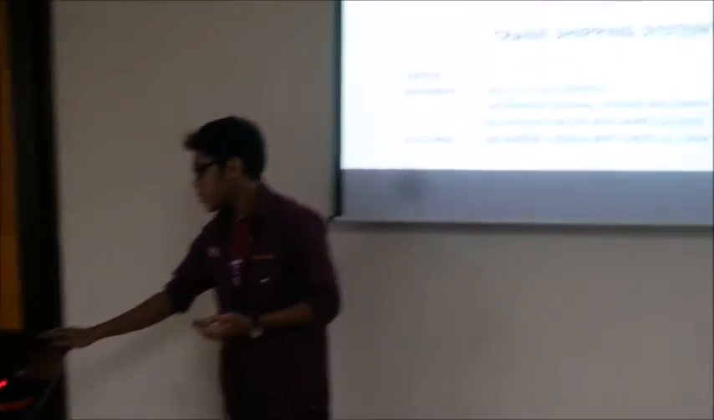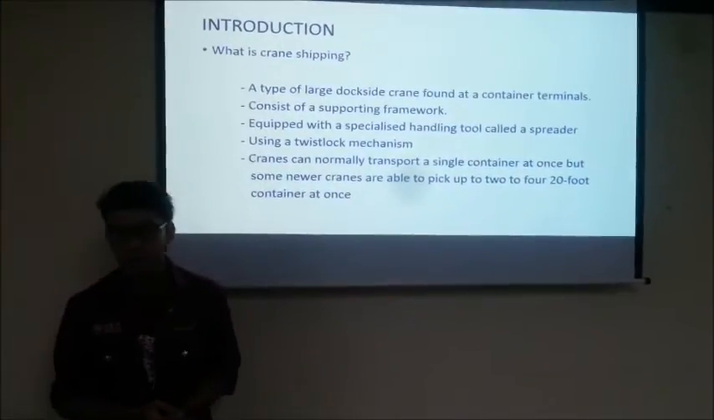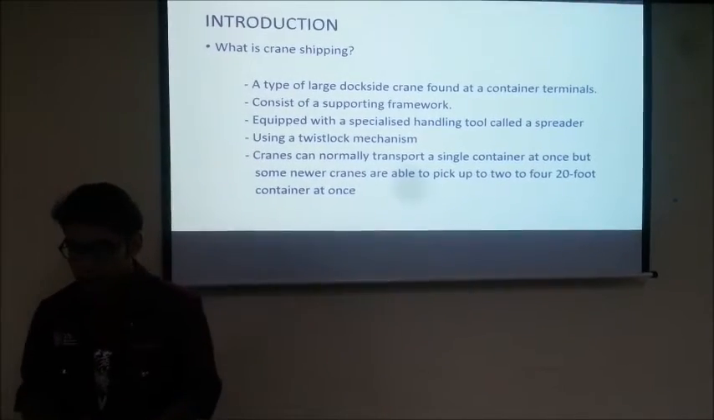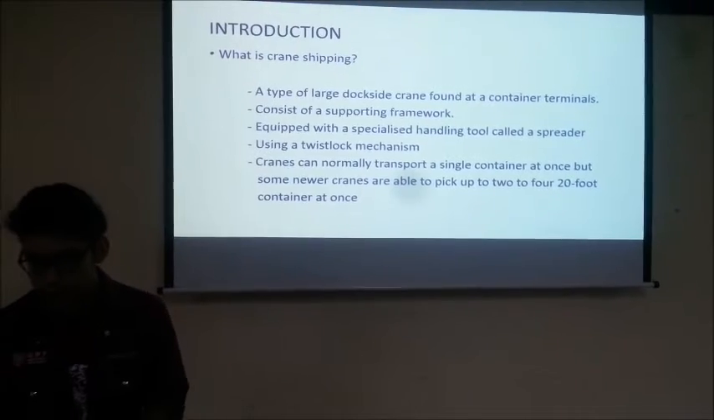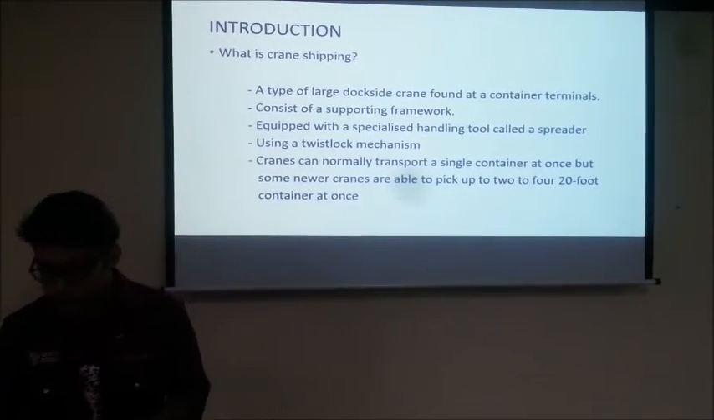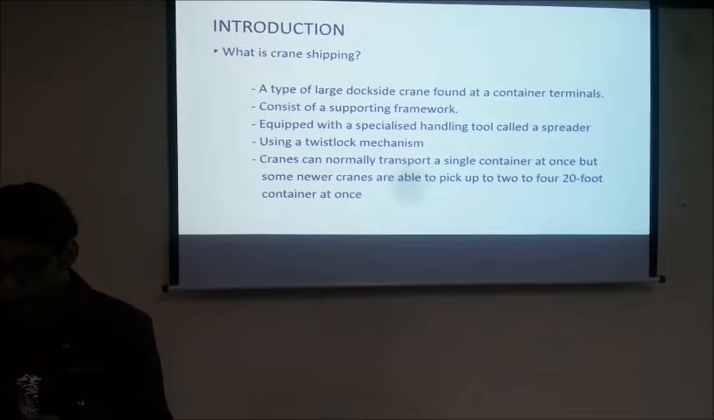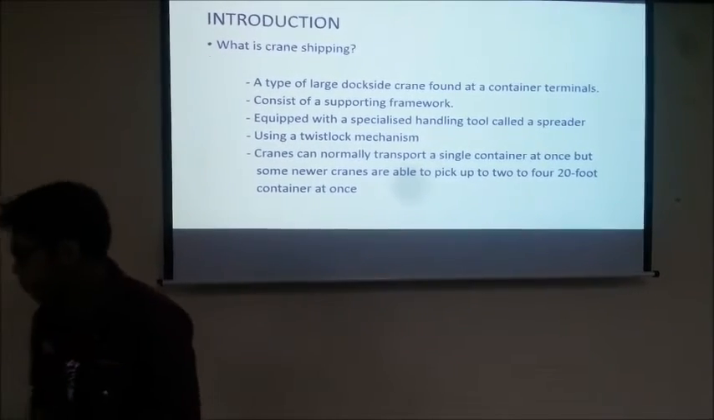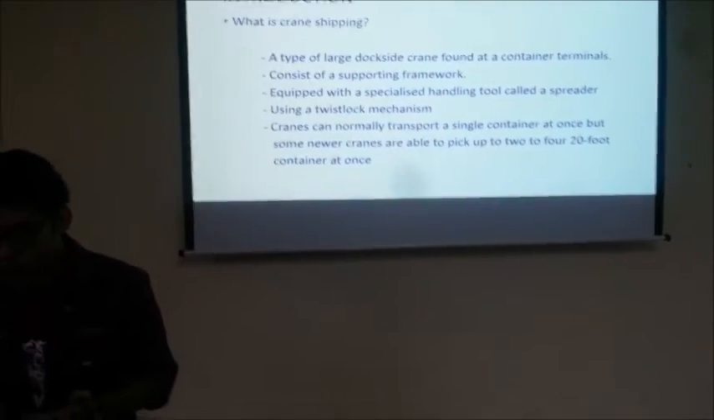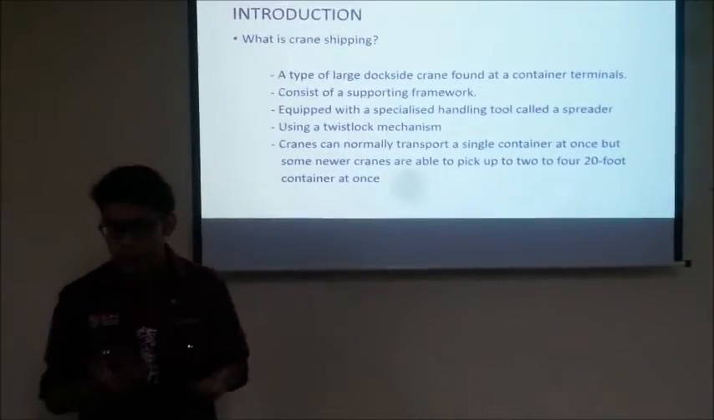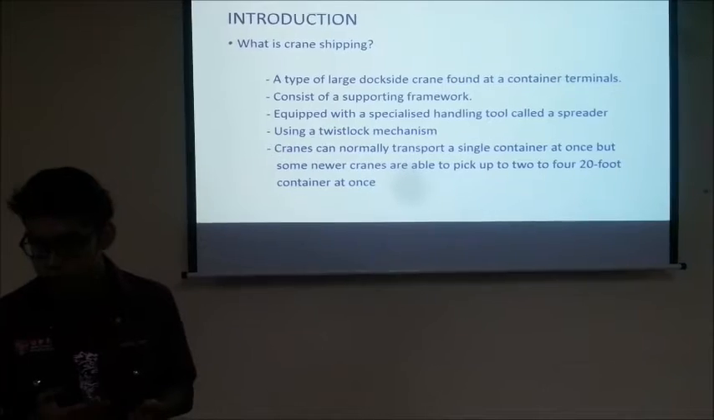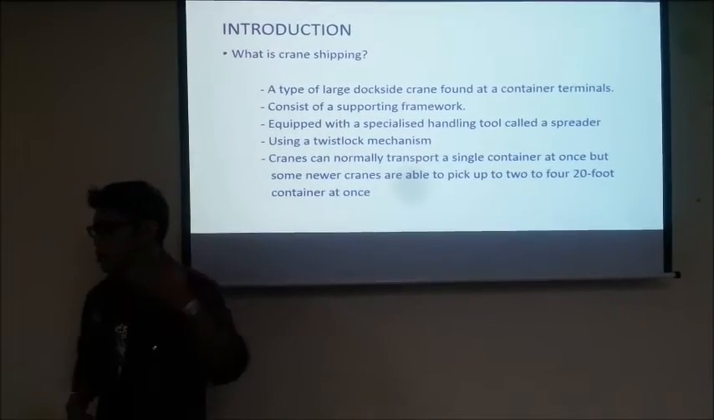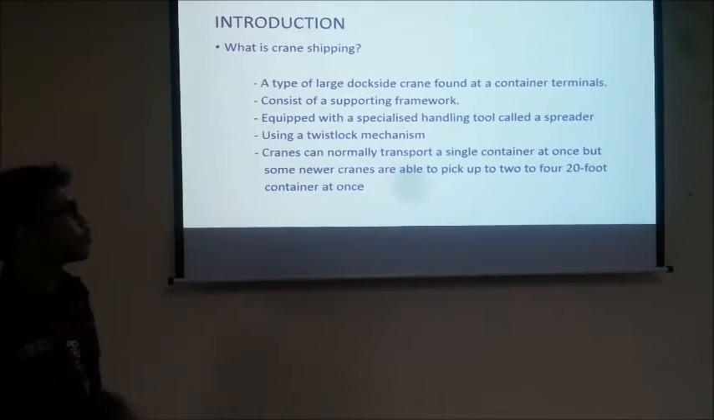Basically, what is a crane shipping system? A crane shipping system is a type of large dockside gantry crane found at a container terminal for unloading and loading intermodal containers from container ships. It consists of a supporting framework that can traverse the length of a quay or yard on a rail track. It is equipped with a specialized handling tool called a spreader.